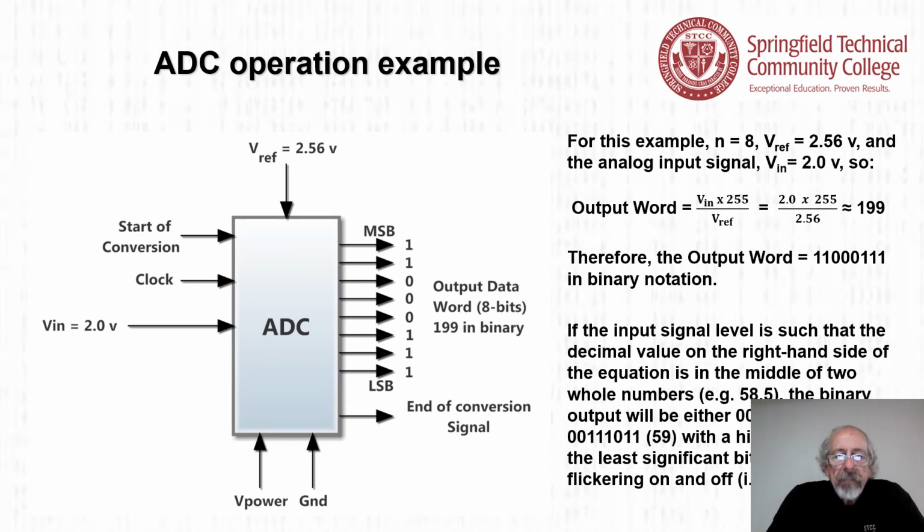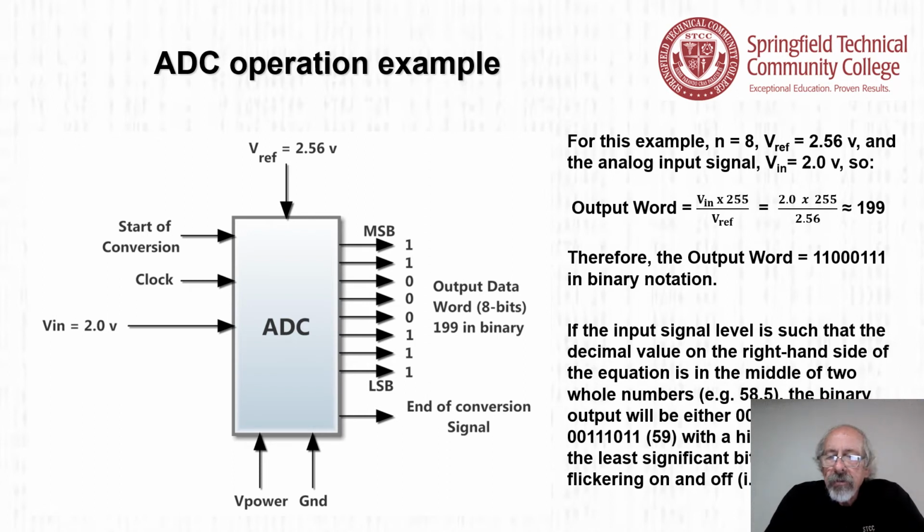So here's an example. Notice that in the diagram, V reference is 2.56 volts and VIN is 2 volts. So we're okay with that. We've also labeled the data output lines from most significant bit, the top one, to least significant bit, the bottom one. So for this example, n equals 8, V reference is 2.56, analog input signal VIN is 2 volts. So doing the math, the output word is VIN, which is 2, times 255 divided by 2.56, which gives us roughly 199. We rounded it off.